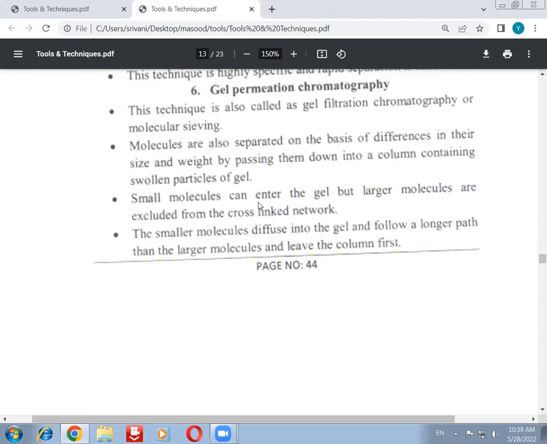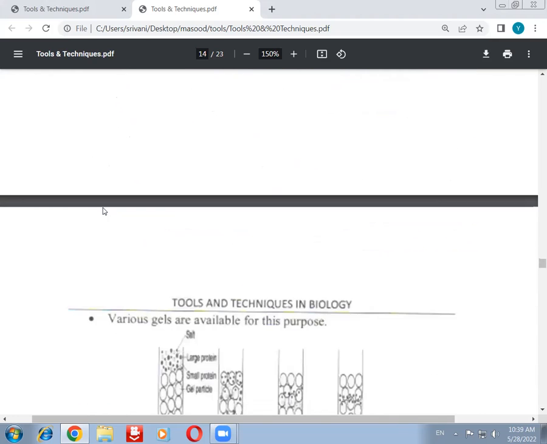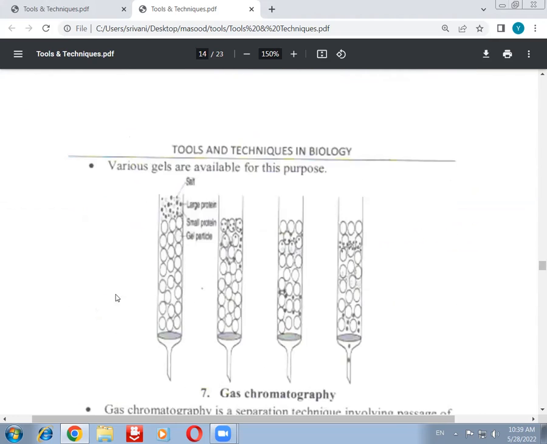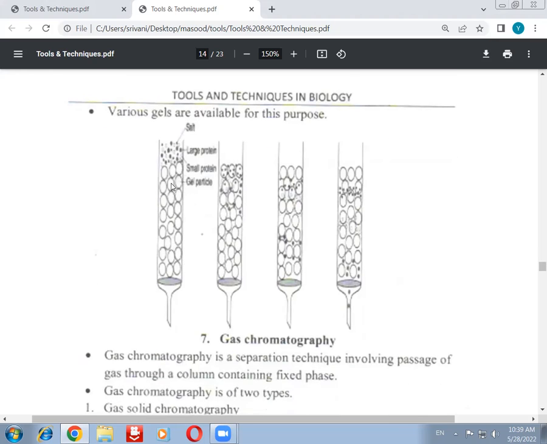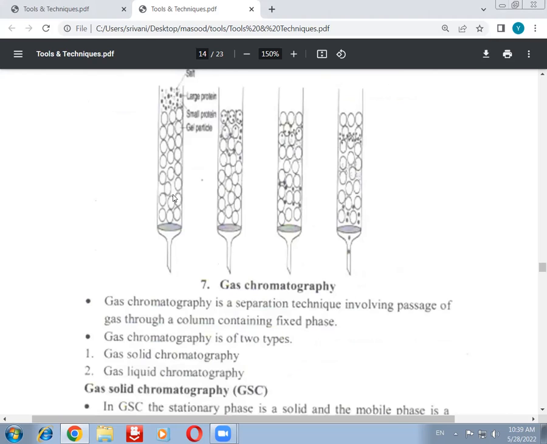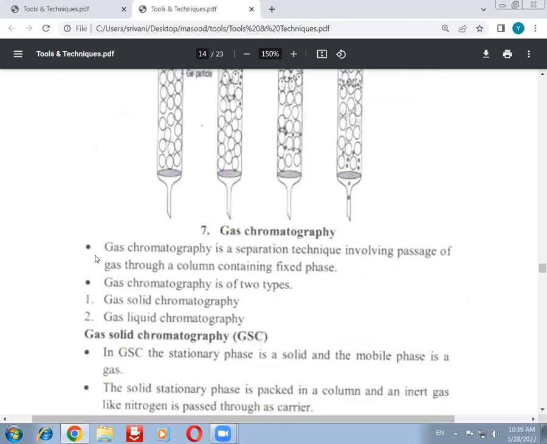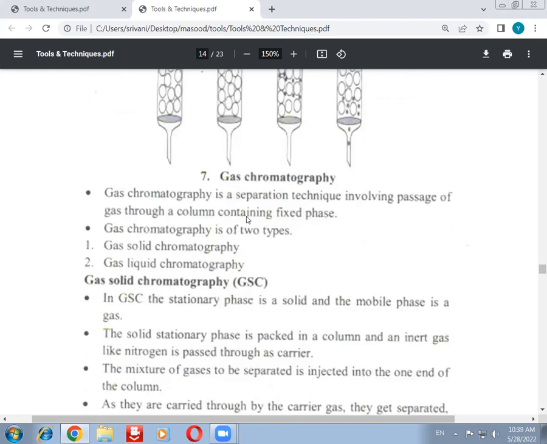Small molecules can enter the gel, but larger molecules are excluded from the cross-linked network, and so we can separate those molecules. Next, a block diagram is given. Various gels are available for this purpose. Here see the molecules of gel and molecules of substance. Next, gas chromatography. Gas chromatography is a separation technique involving passage of gas through a column containing a fixed phase.